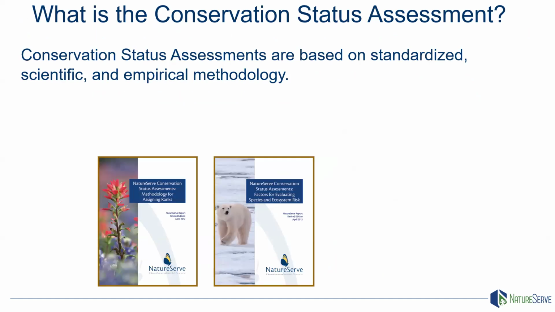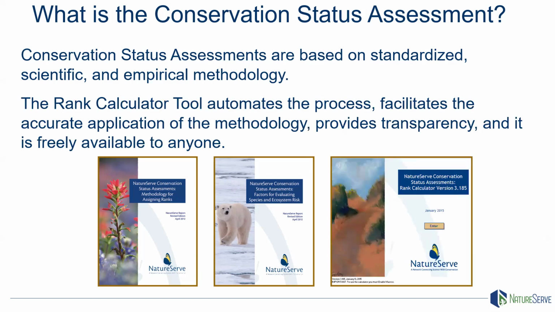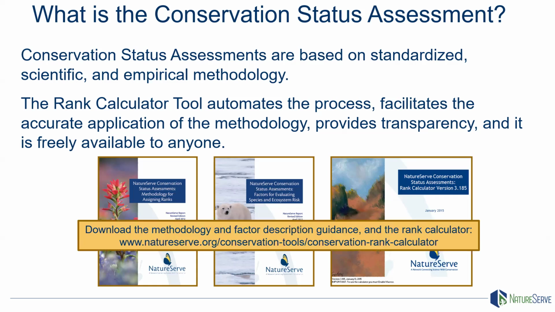Conservation status assessments are based on standardized scientific and empirical methodology, which are described in two guidance documents. The rank calculator tool automates the process, facilitates the accurate application of the methodology, provides transparency, and is freely available to anyone, but does require Microsoft Excel to operate. The two guidance documents and the rank calculator tool are available for download at natureserve.org. The rank calculator functionality is now built into Biotics for both subnational and global ranking.